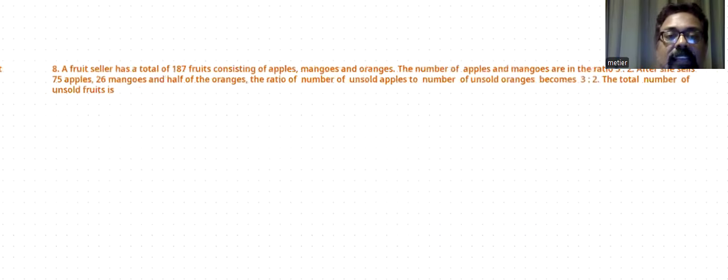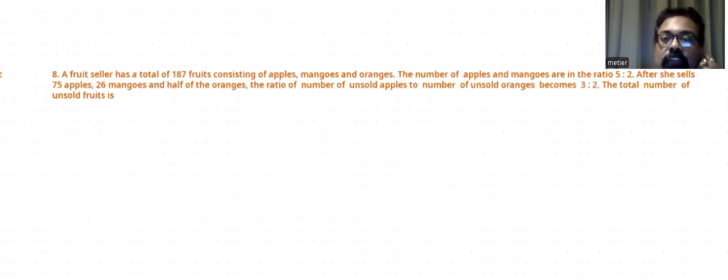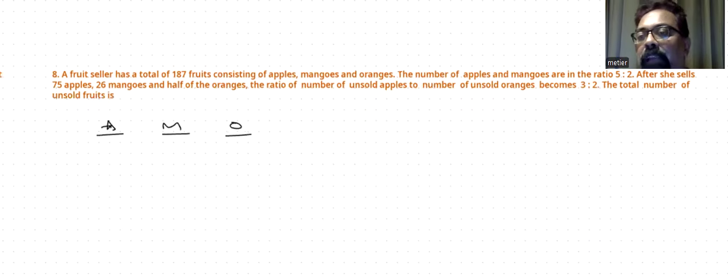A fruit seller has a total of 187 fruits: apple, mango, orange. The number of apples and mangoes are in a given ratio. After selling, numbers are given, and again we have some ratio. We have to find out the number. So it is a mixed question of ratio and number. So we cannot go with the wild assumption that we have discussed before in the previous video also. In this situation, we have to go with X. We are helpless.